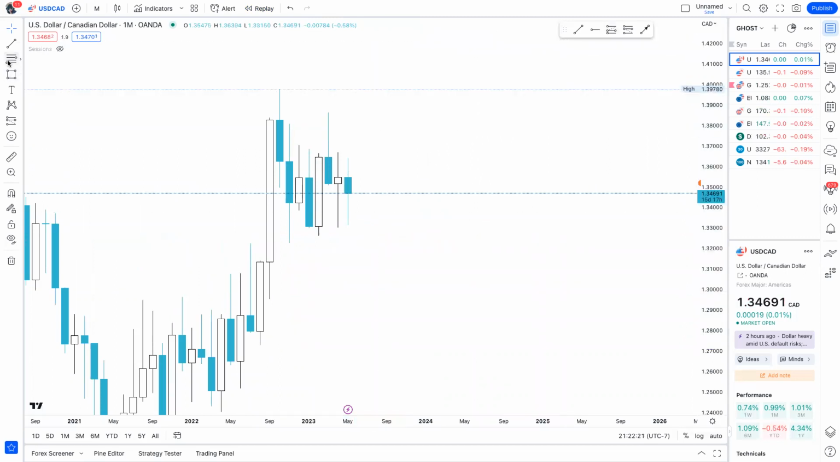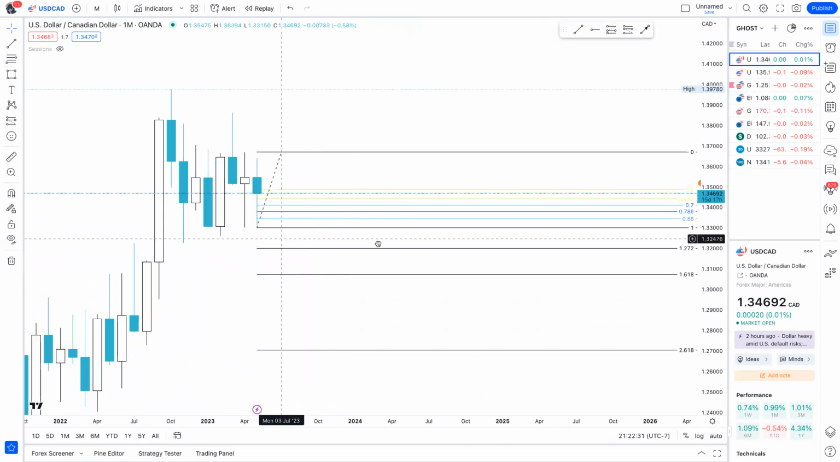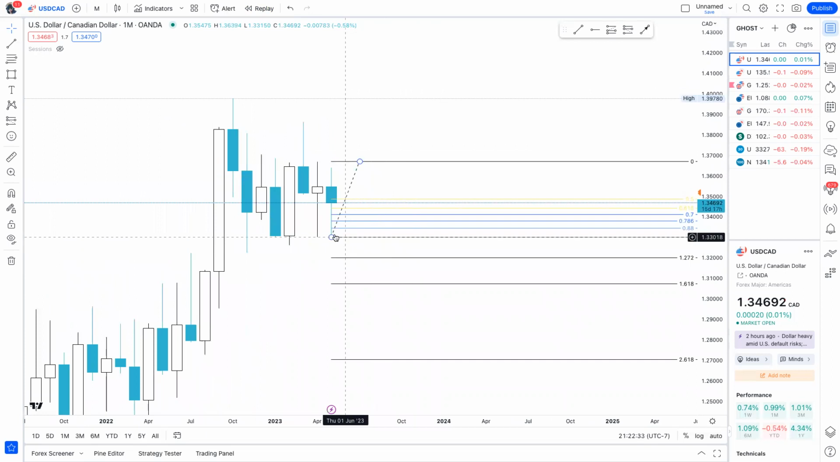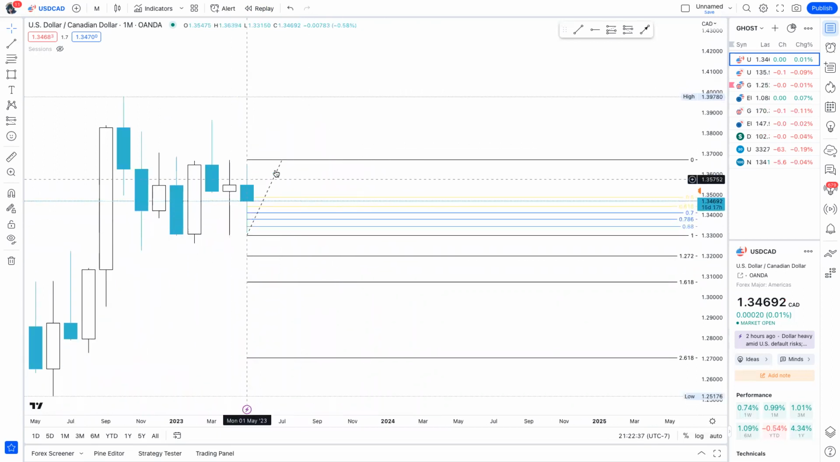So let's just pretend this is May 1st. This is what I did on May 1st. I fibbed this bullish candle. It's bullish, so we go from bottom to top. And as you can see, to date today, price has retraced pretty low here. And it may come back up before it sells.